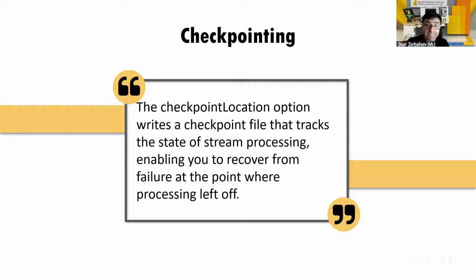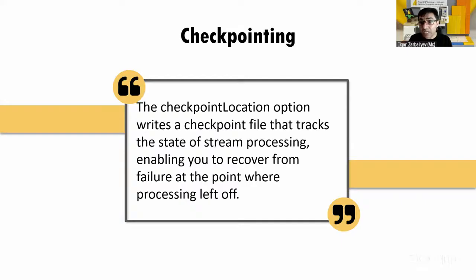That last example deserves a moment of its own because it's the difference between a demo and a production stream. The checkpoint location option is used to write a checkpoint file that tracks the state of the stream processing. It records what has already been read and processed.